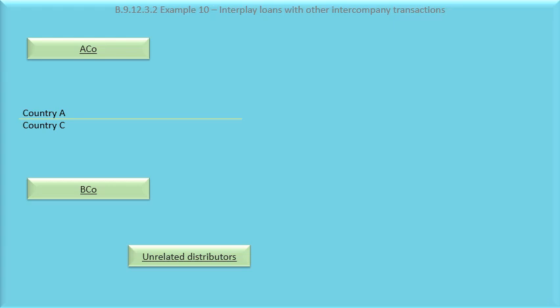Okay, so next we're going to look at the interplay between loans and other intercompany transactions. And in this particular example, ACO sells goods to BCO, its group distributor, and BCO then sells those things to unrelated distributors who both can be ACO, BCO group customers, large ones, but it can also be BCO's own customers.